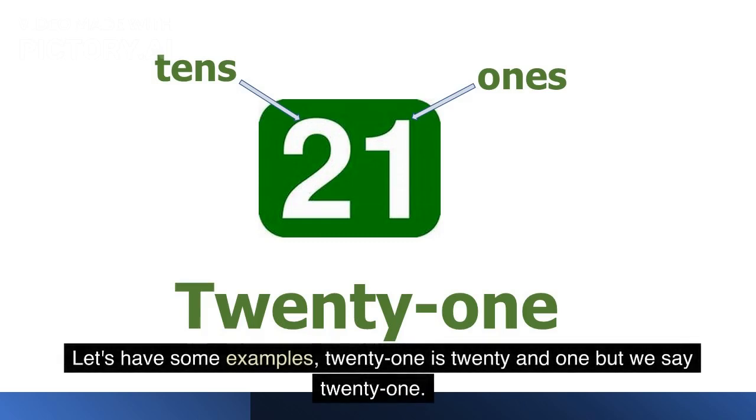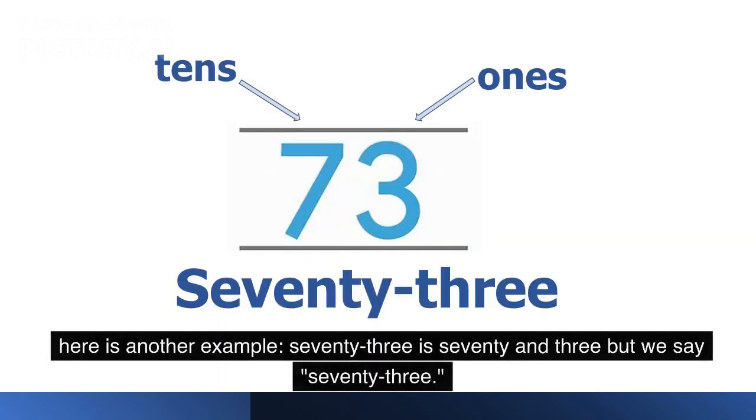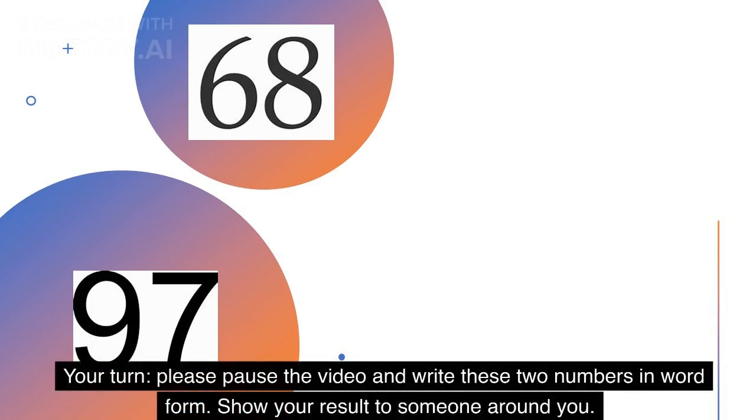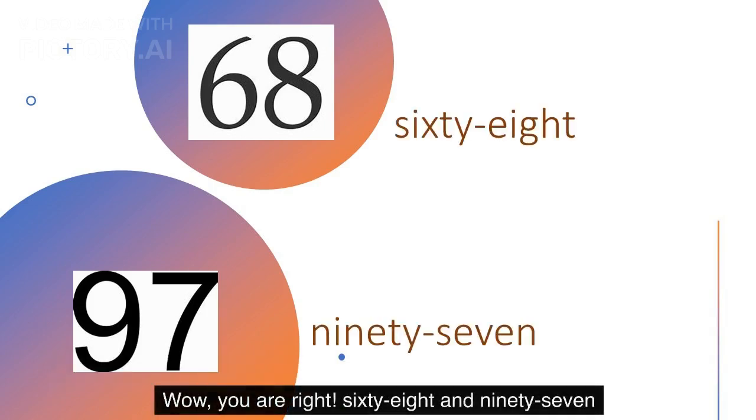Let's have some examples. 21 is 20 and 1, but we say 21. Here is another example. 73 is 70 and 3, but we say 73. Your turn. Please pause the video and write these two numbers in word form. Show your result to someone around you. Wow, you are right. 68 and 97.